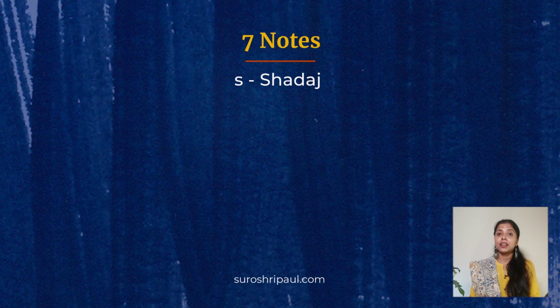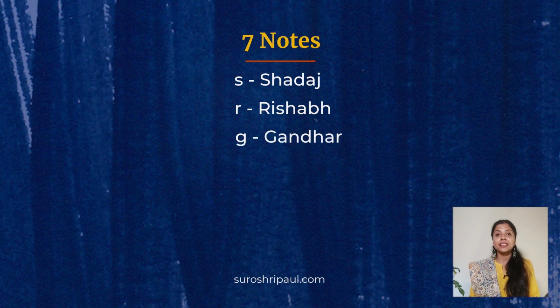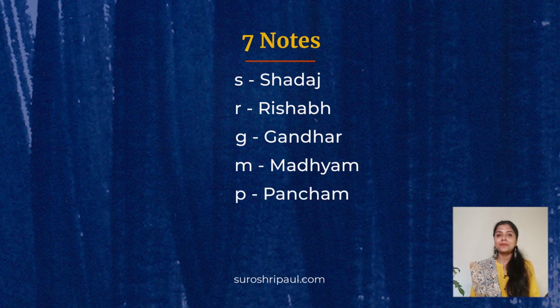But the names Sa, Re, Ga, Ma, Pa, Dha and Ni are just the short forms of these swaras. They have proper names in Hindustani music. Let's get to know them. The name of Sa is Shadaj, Re is Rishabh, Ga is Gandhar, Ma is Madhyam, Pa is Pancham, Dha is Dhaivat and Ni is Nishad.